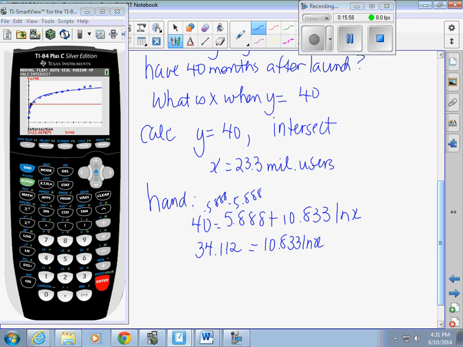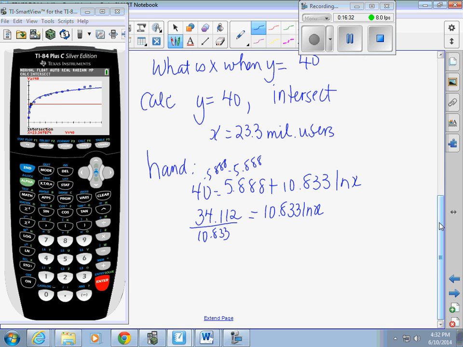So 34.112 is equal to 10.833 natural log of x. Then from there, your next step is going to be to calculate by dividing out that 10.833. So if I divide here, what I'm left with is 3.149 is equal to natural log of x.